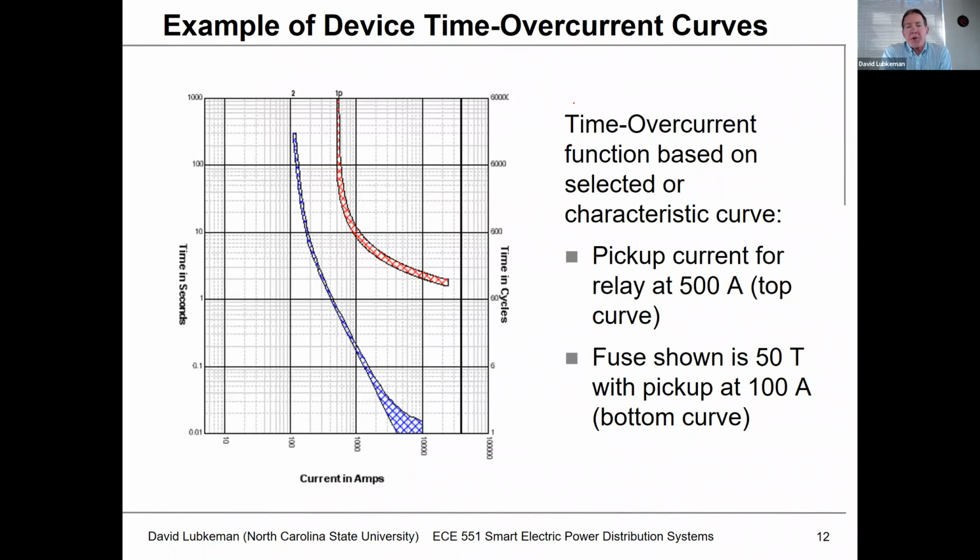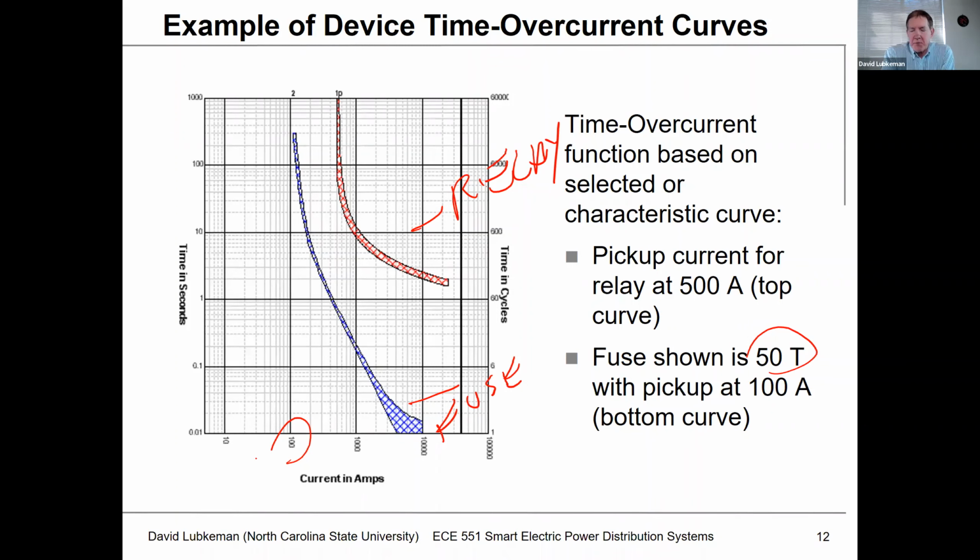This shows an example of the time overcurrent characteristics associated with a fuse, which is shown on the bottom, and a relay, which is shown at the top. And what you'll see for the fuse characteristics, this is for what's called a 50T fuse, is we'll see that this starts to melt when we hit 100 amperes. And so what we say in this case is the pickup is 100 amperes.